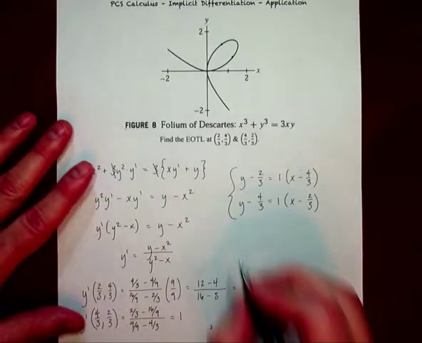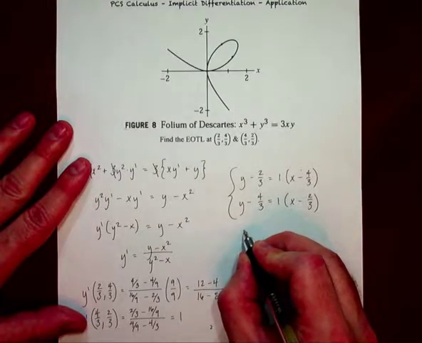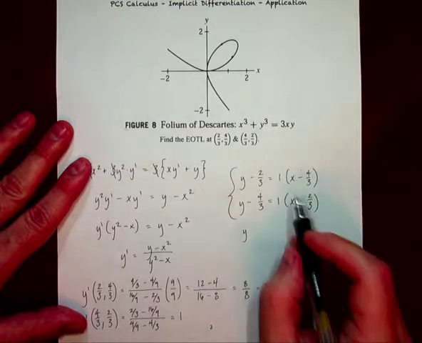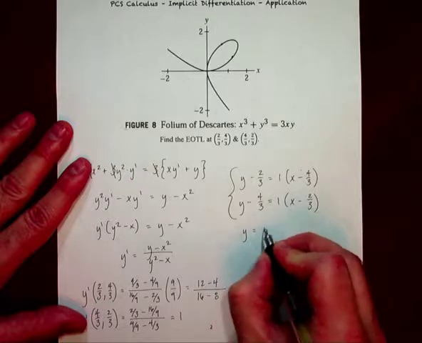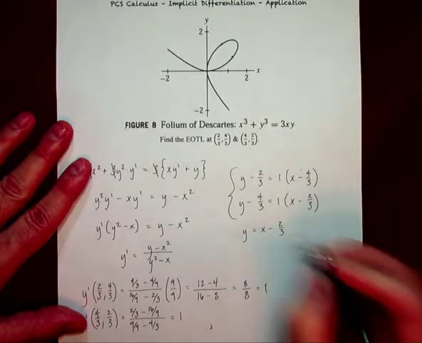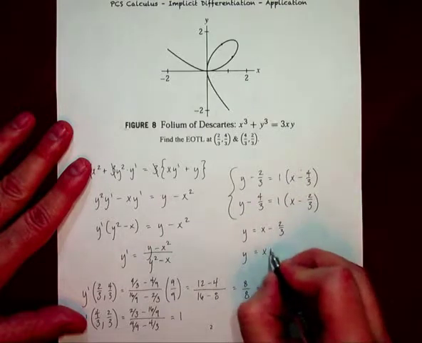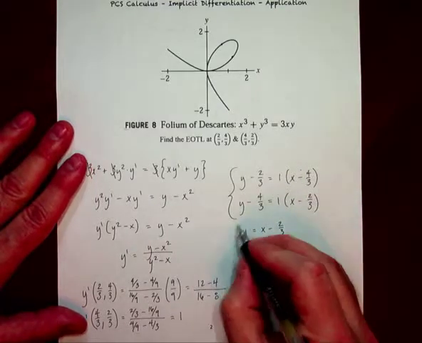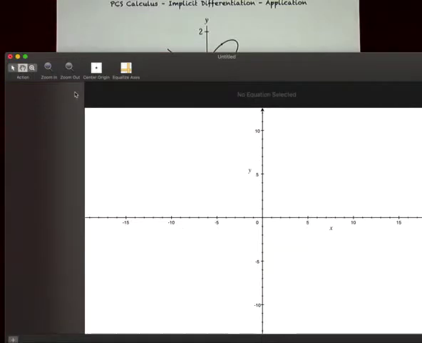And I could clean them up a little bit if I wanted to put them into my calculator and actually look at them. So that first one becomes, when I add 2/3 to both sides, y equals x minus 2/3. And when I add 4/3, this is going to be y equals x plus 2/3. Now if you want to visualize that, we can. Let's go ahead and pull up the graphing program, okay?